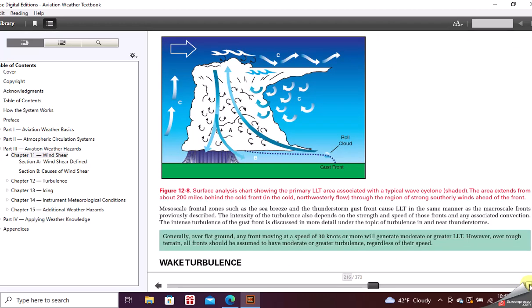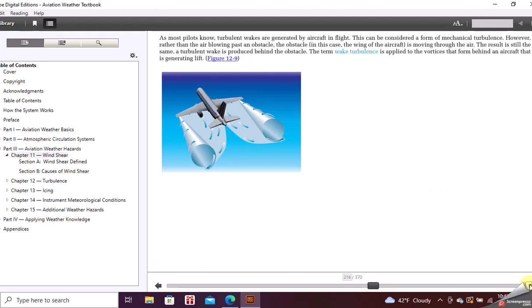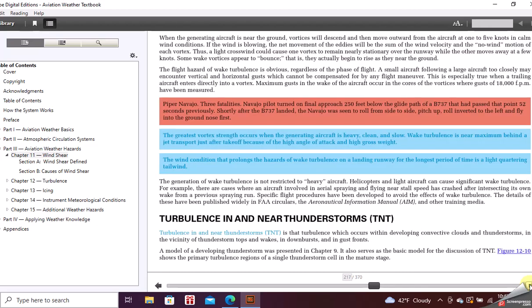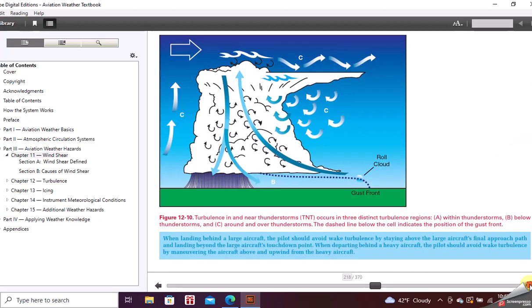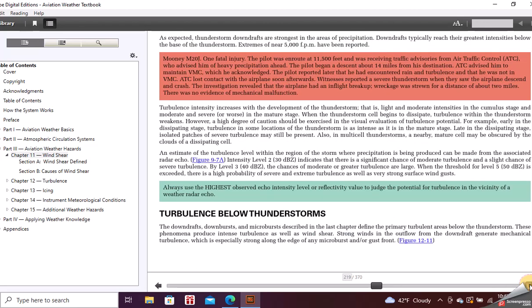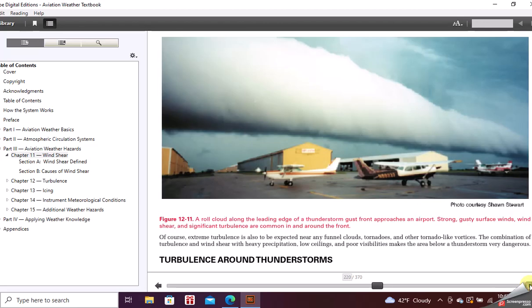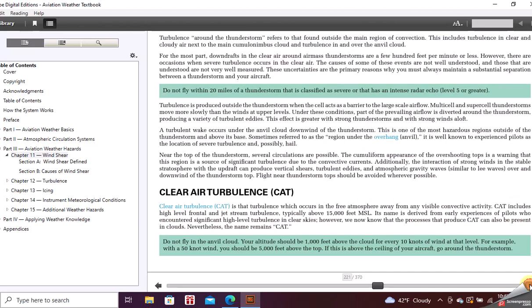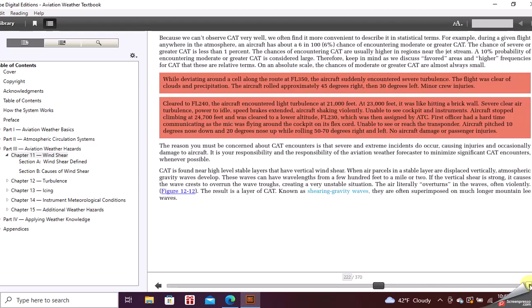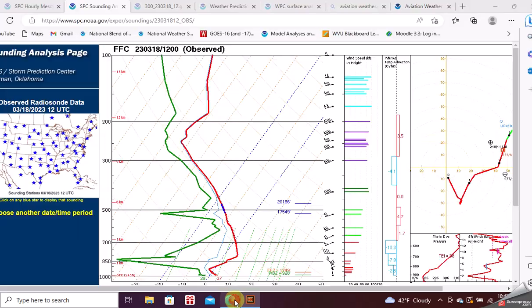There always is going to be turbulence along the front because of the change of wind direction. There's obviously turbulence when a bigger aircraft is taking off, wake turbulence. And we've talked a lot about thunderstorms and all the turbulence with them, basically just staying away from them. There's clear air turbulence. This is a little harder to understand.